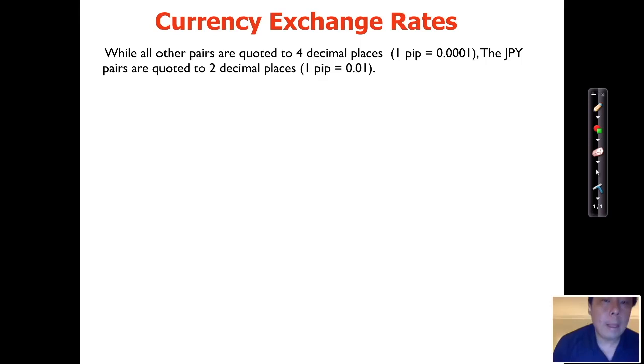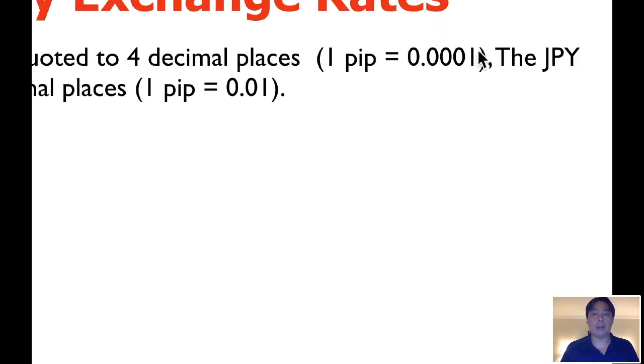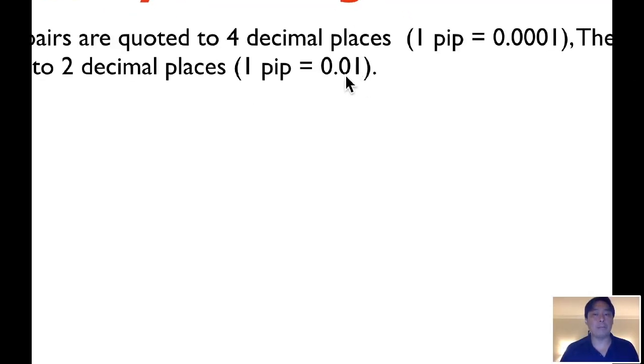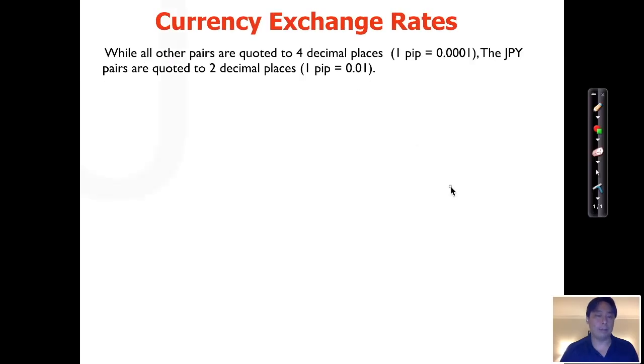Now, understand that all currency pairs, except the ones with Japanese yen in them, are always quoted to 4 decimal places. So 1 pip is 0.0001, which I mentioned earlier on. But anytime you've got a Japanese yen in the pair, like dollar yen or pound yen, the pairs are always quoted to 2 decimal places. So whenever you have a yen, 1 pip is the 2nd decimal place for any of the yen pairs.